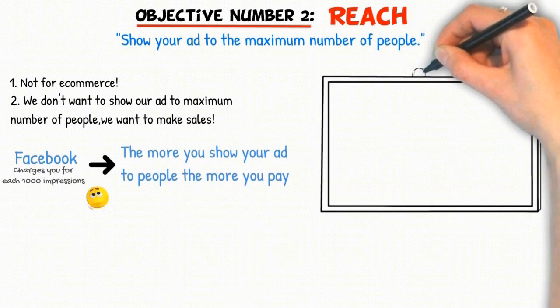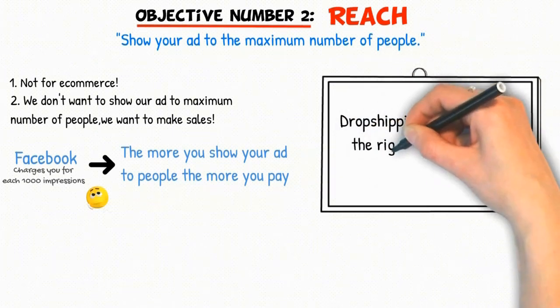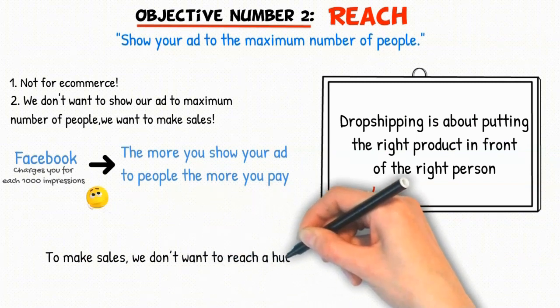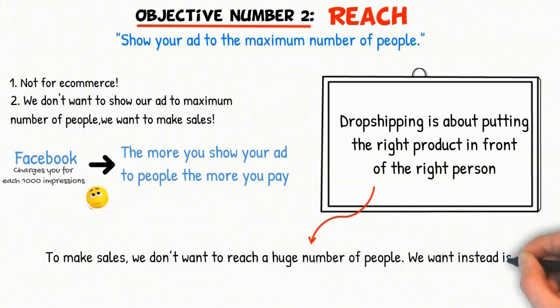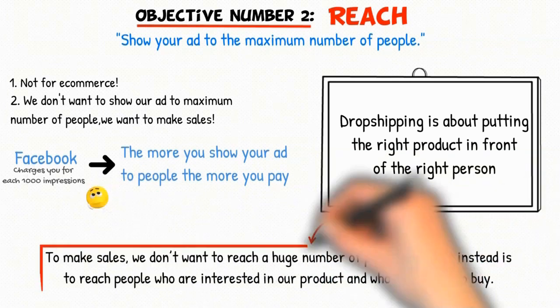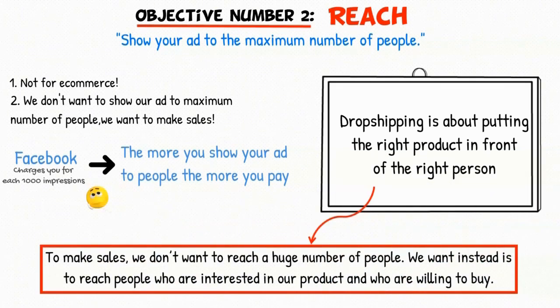As I told you in a previous lecture, dropshipping is about putting the right product in front of the right person. So if we want to make sales, we don't want to reach a huge number of people. What we want instead is to reach people who are interested in our product and who are willing to buy. If you have some piece of news to spread, the reach objective might be good for you, but this is not our case now.